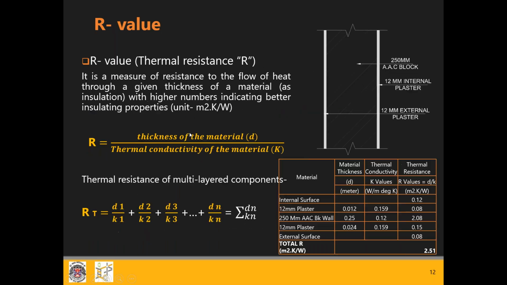So as you can see, if you have this section, a 250 mm AAC block, 12 mm internal plaster, and 12 mm external plaster, your R value is the combination of all these layers.